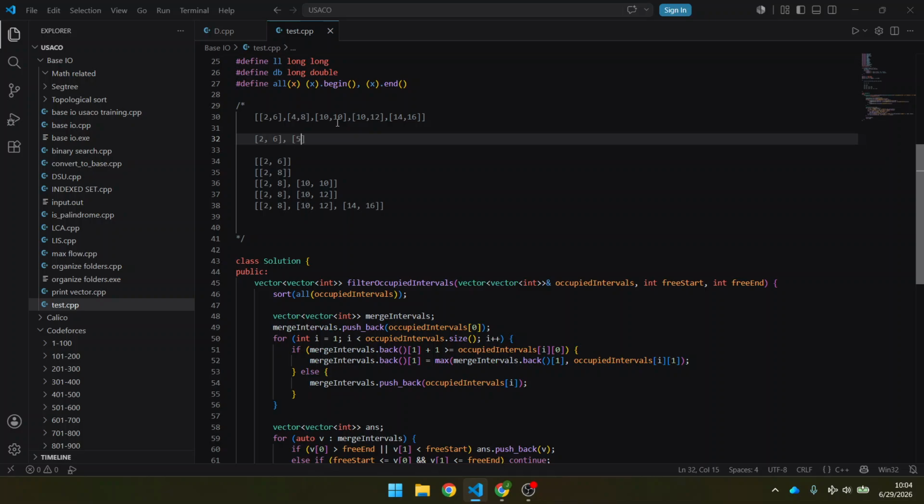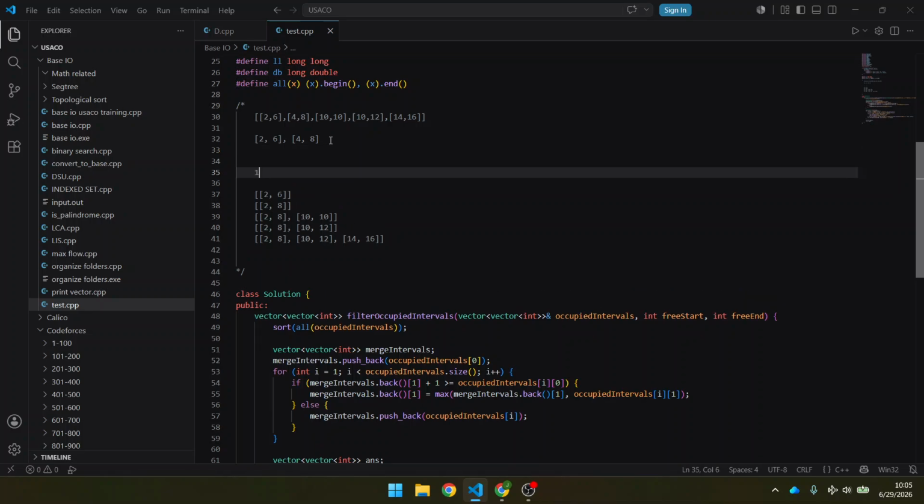2, 6 and 4, 8. How do we know we intersect? All we did was notice that 6 is greater than 4, because we know the 4 is greater than the 2. So 4 will be in between this. So then we'll have something like this.